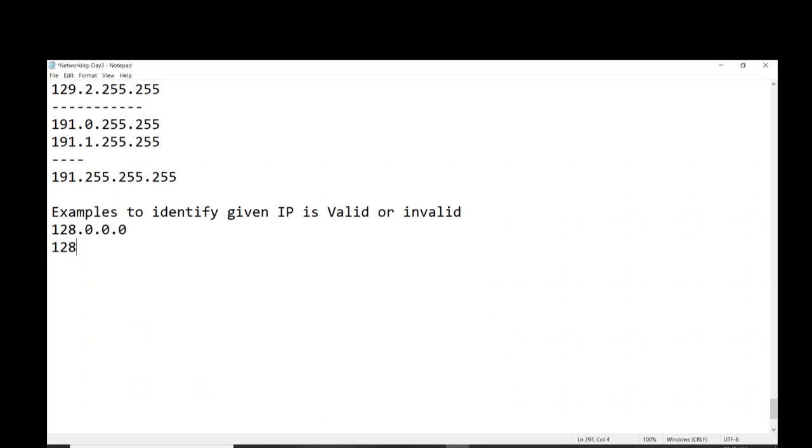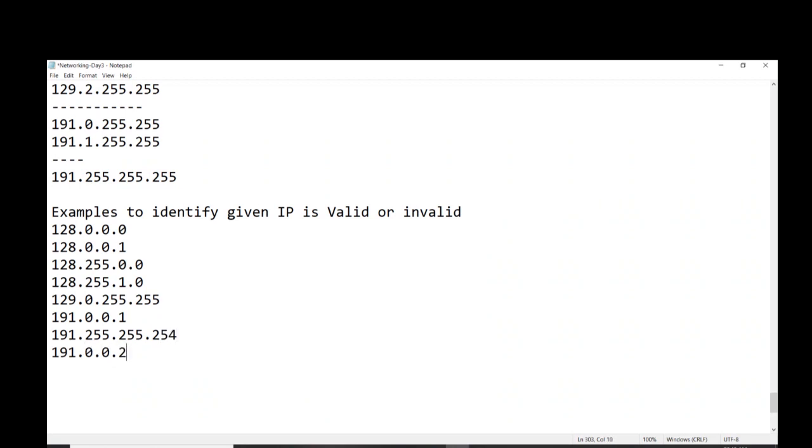128.0.0.0, 128.0.0.1, 128.255.0.0, 128.255.1.0, 129.0.255.255, 191.0.0.1, 191.255.255.254, 191.0.0.255. Now tell me, is it a valid IP address?